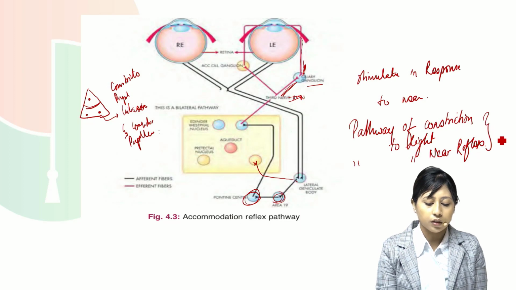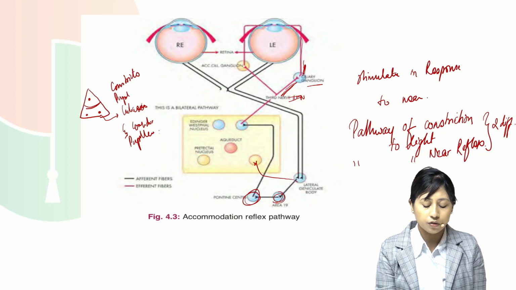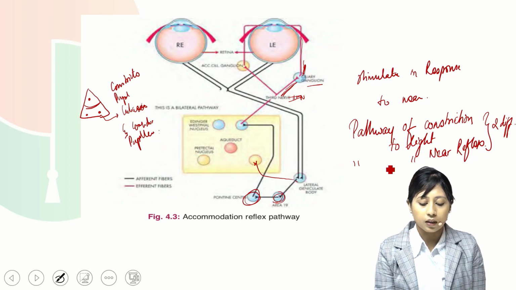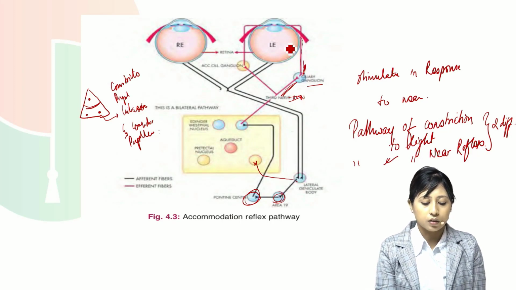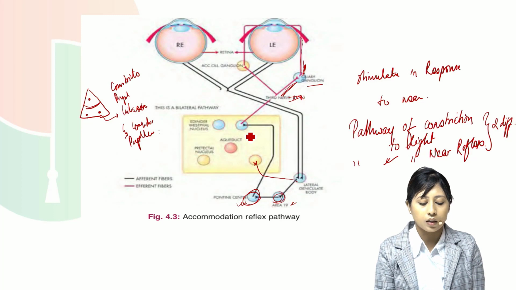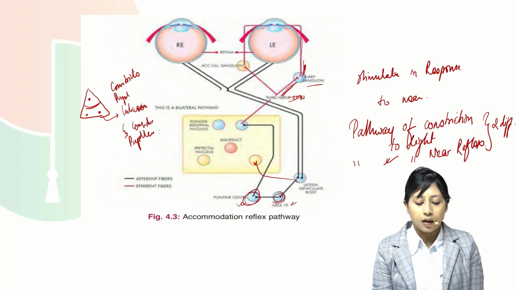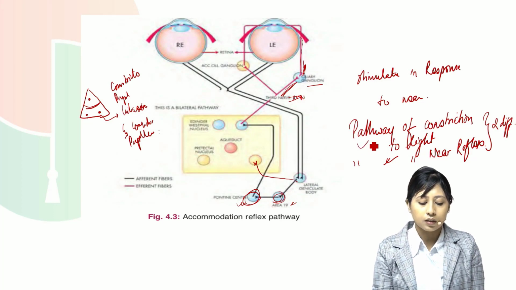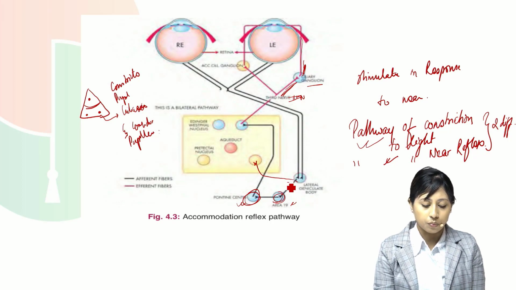What do they differ in? In the accommodation reflex, that is the near reflex, as we discussed, this is the pathway. It will relay in area number 19, pontine center, and from there they will go to the Edinger-Westphal nucleus. And in the light reflex, everything is the same except the lateral geniculate body goes to the pretectal nucleus, and from the pretectal nucleus it goes to the Edinger-Westphal nucleus.